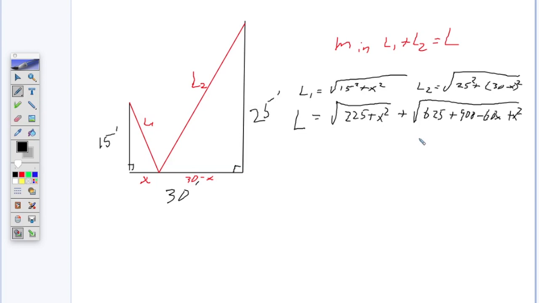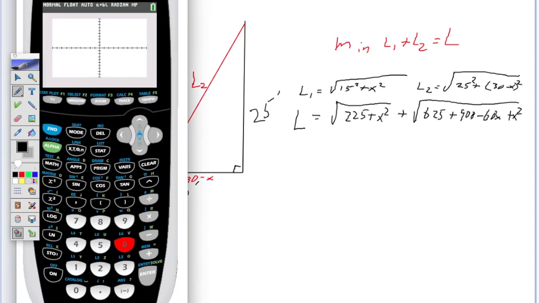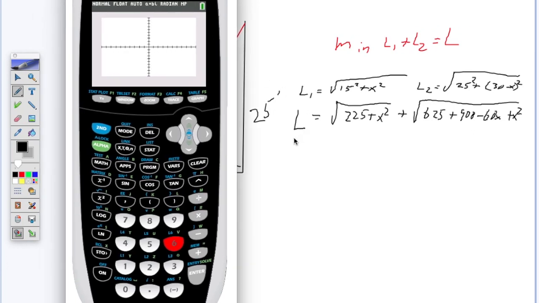Now, as an engineer, I could take the derivative of these, set the derivative equal to 0, find that x value, plug it back in, and find L1 and L2. But since I'm an engineer, I'm going to take advantage of technology. I'm going to graph this length function, and then I will find the minimum of that graph, because I'm an engineer and I'm going to use technology.